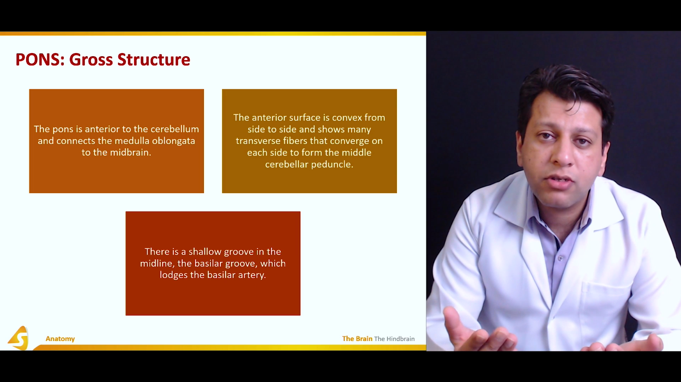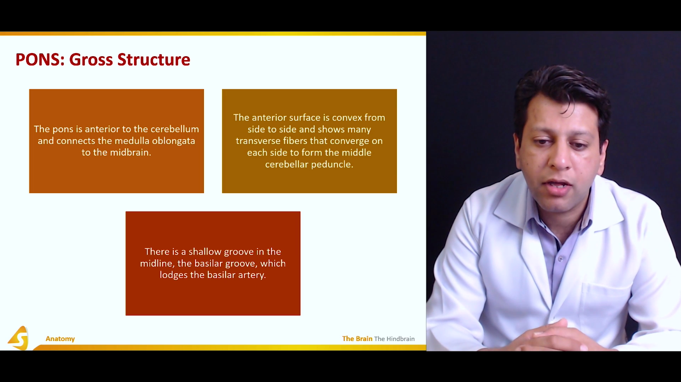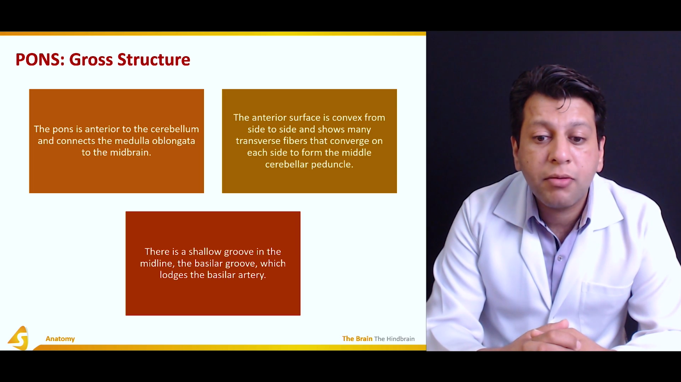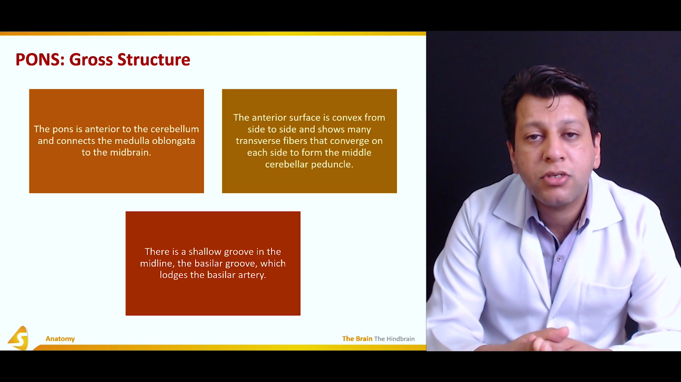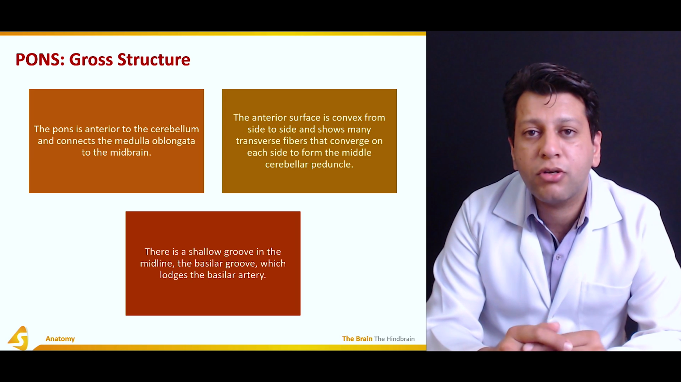The pons is connected to the cerebellum via the middle cerebellar peduncle. There is a shallow groove in the midline. This is called the basilar groove, and why is it important? Because the basilar artery runs through this basilar groove.